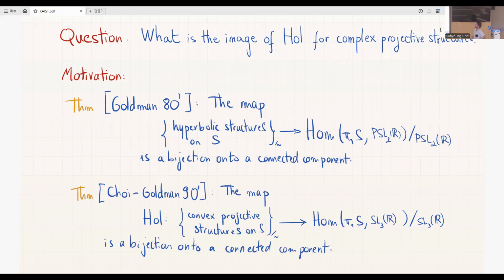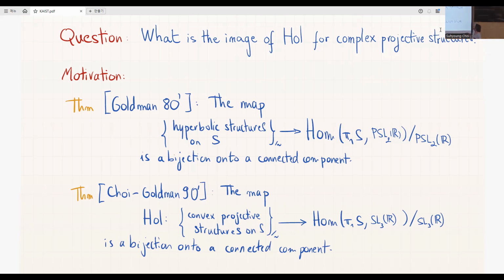And from the 90s, we have the same sort of result, but for convex projective structures. So the theorem of Choi and Goldman tells us that the convex projective structures are actually the same thing as the Hitchin components. We have a bijection between one component of the representation space and the geometric structures that are here. So I didn't define what a convex projective structure is, but I think we basically all know what that is. Okay, do you have questions before I give the answer to this question? No?